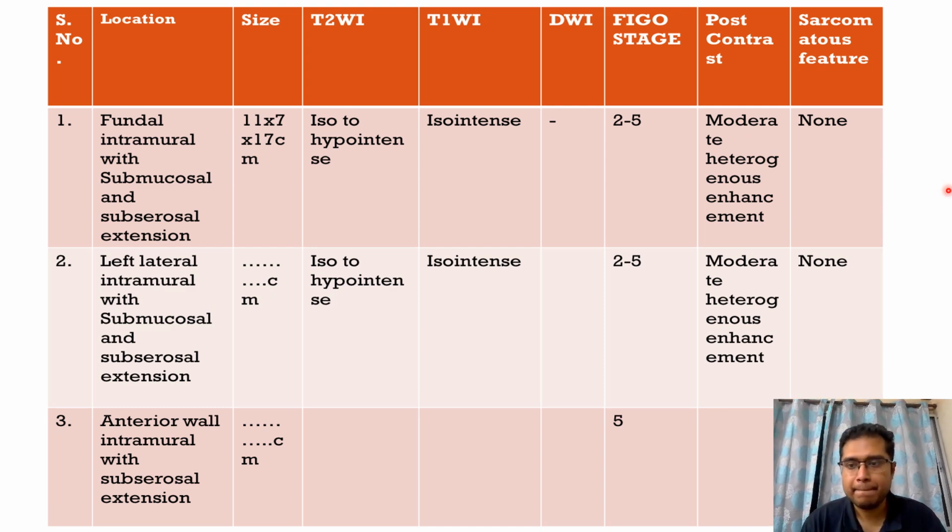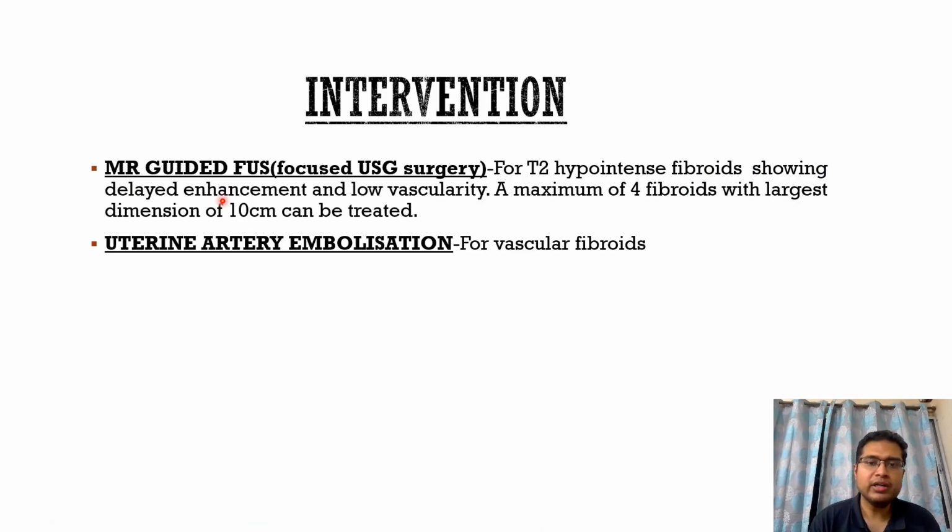in any case of fibroid mapping. So the important interventions that can be planned for uterine fibroids in the radiology department itself include MR guided focused ultrasound surgery and uterine artery embolization. Uterine artery embolization is typically done for vascular fibroids, while focused ultrasound surgery is done for T2 hypointense fibroids showing delayed enhancement and low vascularity, and a maximum of 4 fibroids can be treated, with the largest dimension of 10 centimeters.